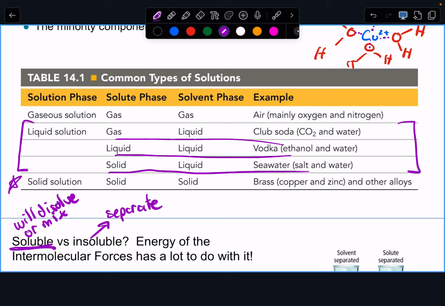So this part is important. You're not going to use it, though, every time you decide, is something going to dissolve? Okay, that's the reassuring part. You're not going to have to look at energy and draw an energy diagram every single time.